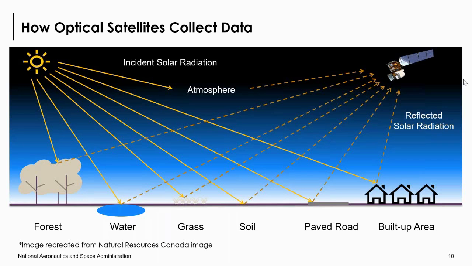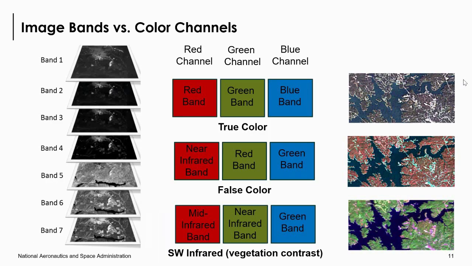As we previously discussed, different materials reflect and absorb different wavelengths, and then the satellite sensors collect the reflected radiation in these various wavelengths. When we display the imagery from these sensors, we choose three color channels to display. The nomenclature here is a little confusing, so bear with me. For the first example, if we put the red band in the red color channel, the green band in the green channel, and the blue band in the blue, we see a natural color image, like the image that you see on the top right here.